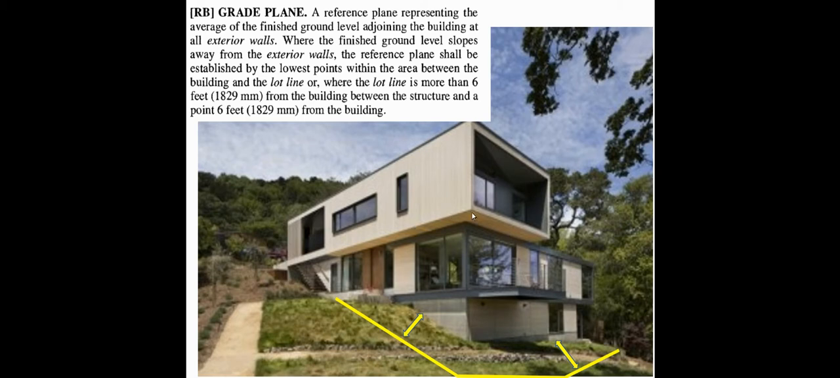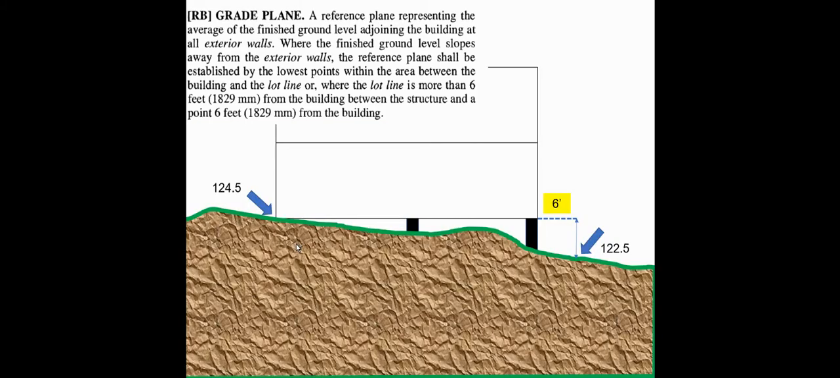So if you look at this little demo here, this house is on like a little hill, and we're not going to measure it right at the building. We're going to measure it up to 6 foot away from the building at the lowest point. Now, at the top here, it's right at the building, but down here, it gets further away. So let's take an average, and it says an average. If you take a typical building like this, we can see at the top here, it's 124.5. And at the bottom here, 6 foot away, it's going to be 122.5. So it's basically a difference of 2 feet.